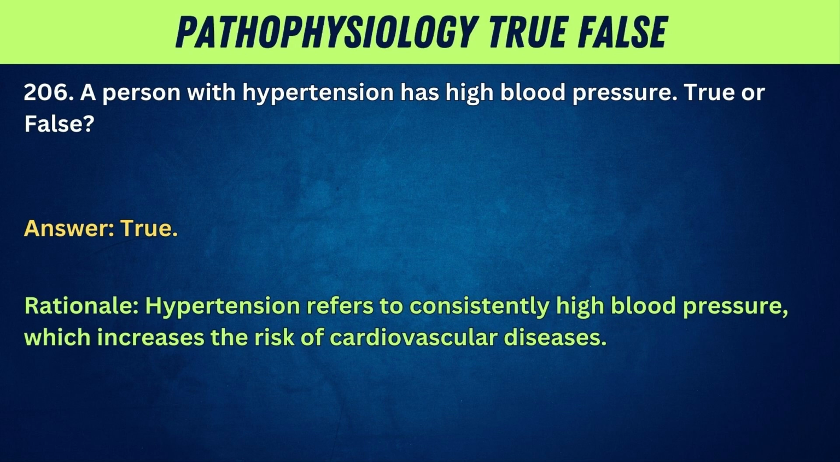206. A person with hypertension has high blood pressure. True or false? Answer: true. Rationale: hypertension refers to consistently high blood pressure, which increases the risk of cardiovascular diseases.